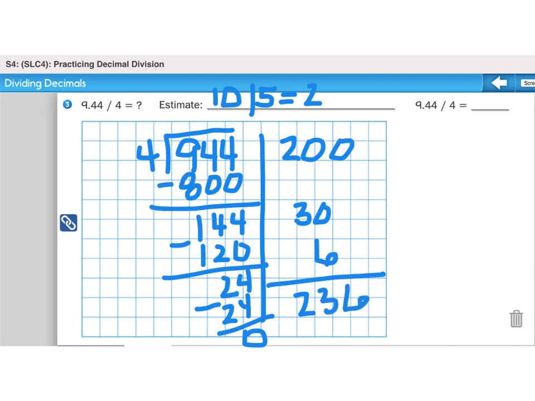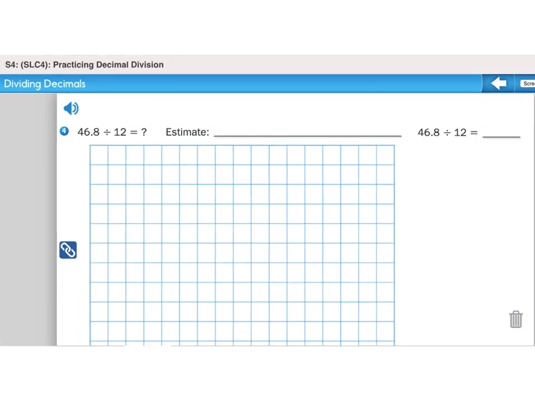236. Okay, now we need to go back and look at our estimate, which was 2. So we have to put our decimal point in here, so we're going to put it right here between the 2 and the 3, because 2.36 is pretty close to 2, so that will be our answer for number 3.